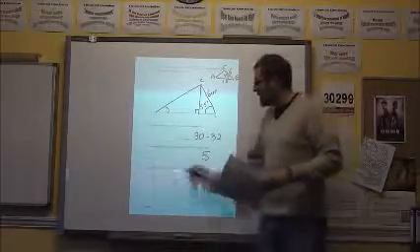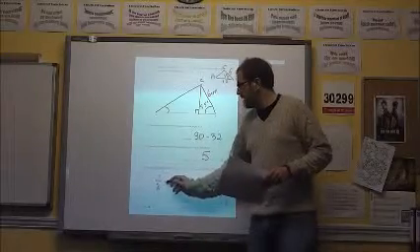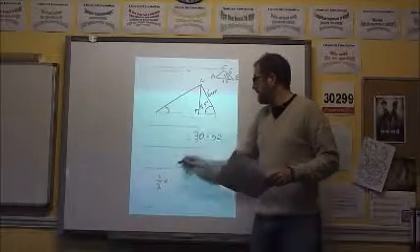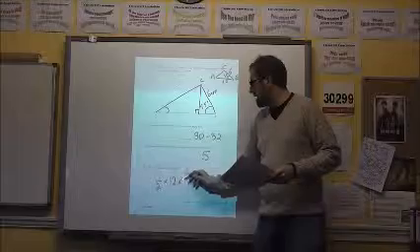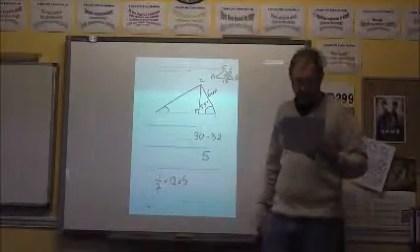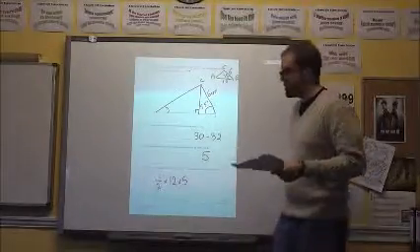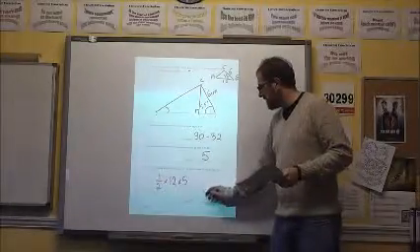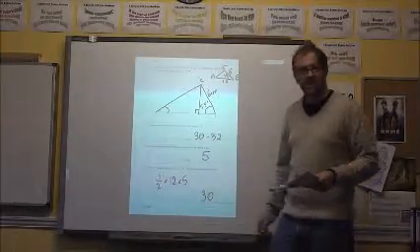And the area of the triangle is half the base, which is 12, times the height, which is 5. So we've got half of 12 is 6. 6 times 5 is 30.